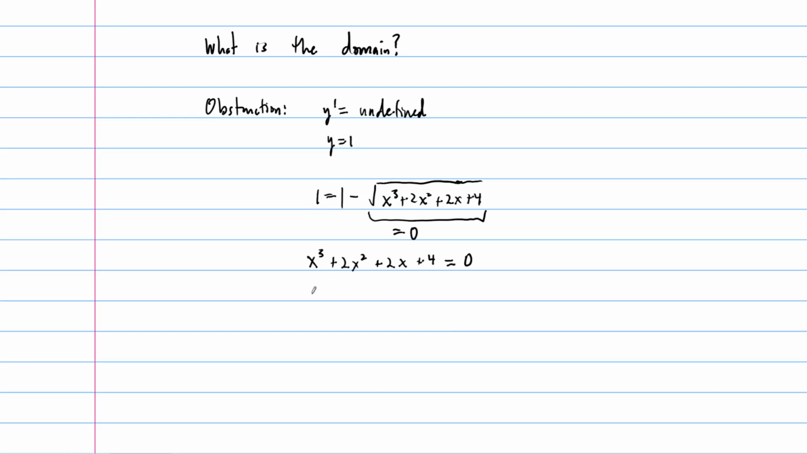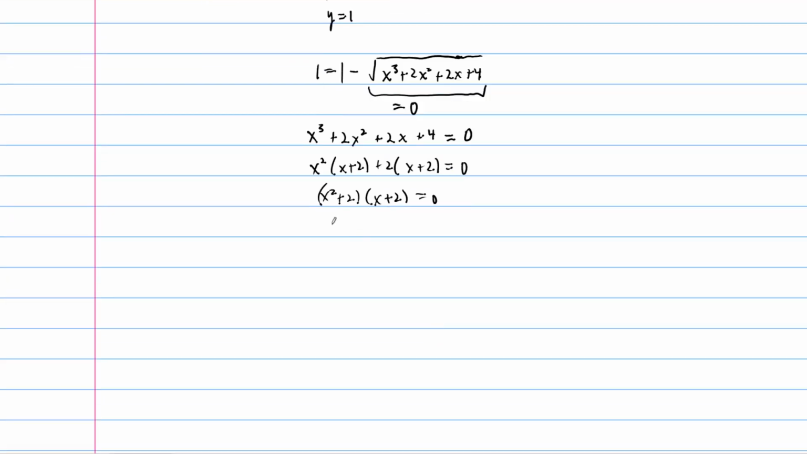So if we do this by grouping, what are we going to get? x squared times x plus 2, plus 2 times x plus 2 equals 0. So x squared plus 2 times x plus 2. Notice that x squared plus 2 is not going to have any solutions, since it can never be 0. But x plus 2 is 0 if x is equal to negative 2. So there's our obstruction. From an analytical point of view, there's our obstruction.